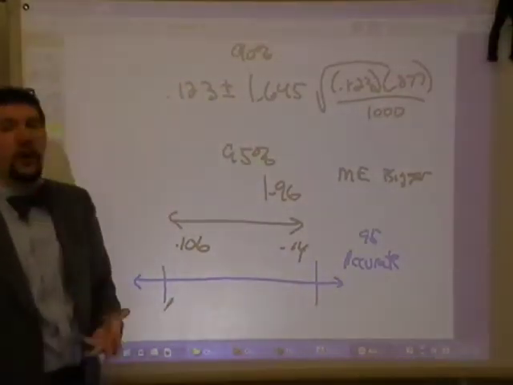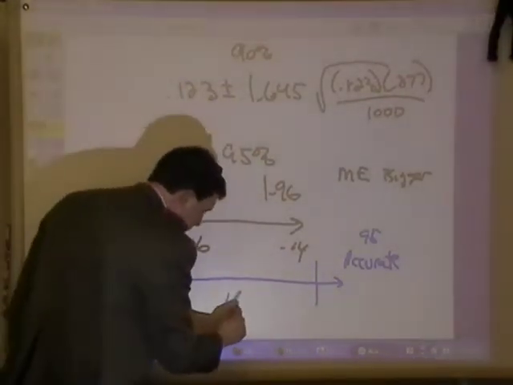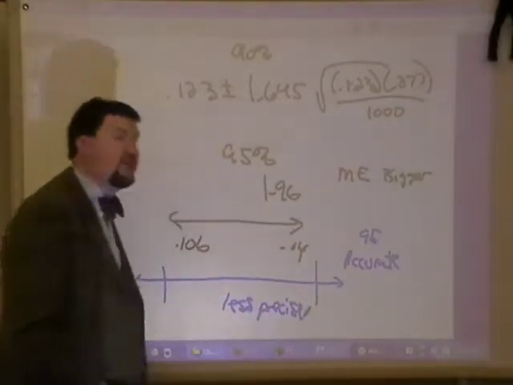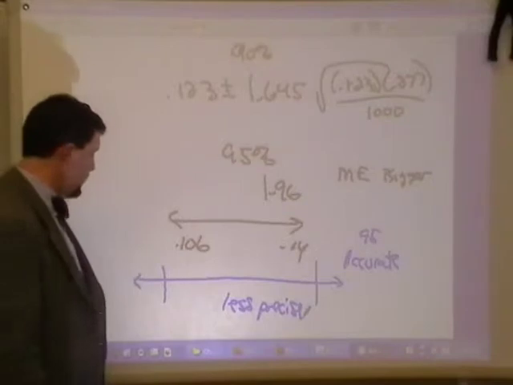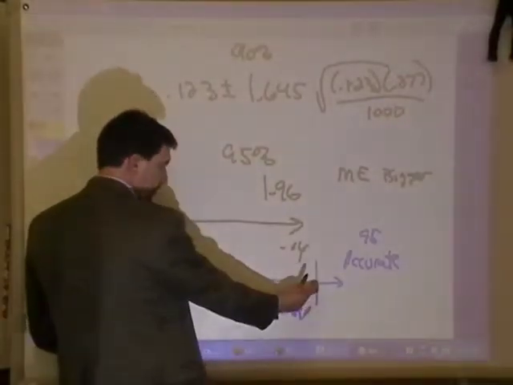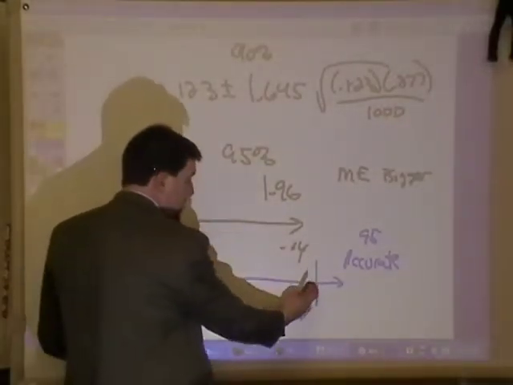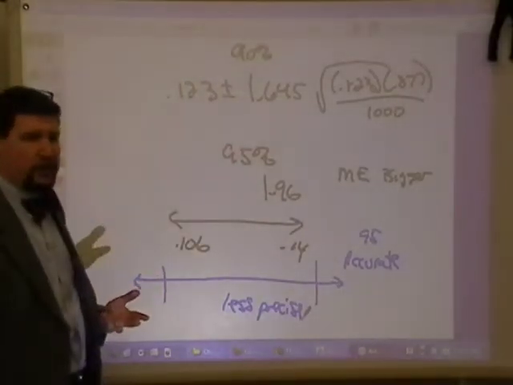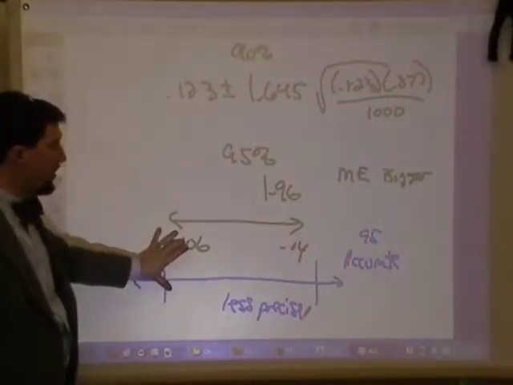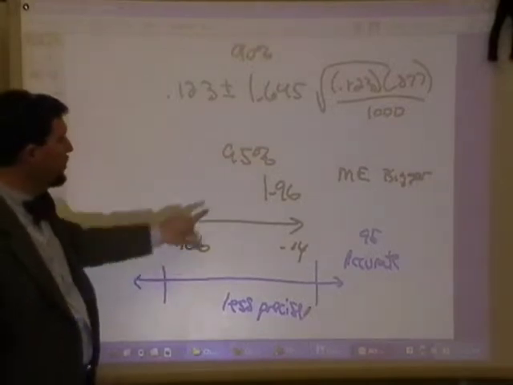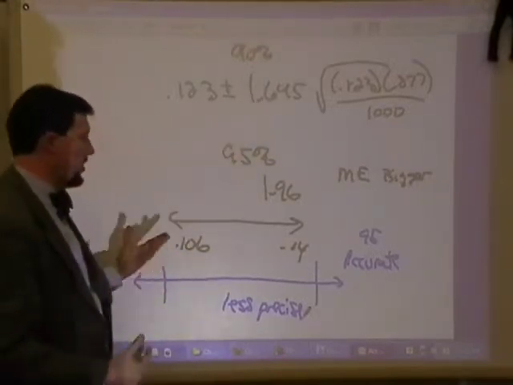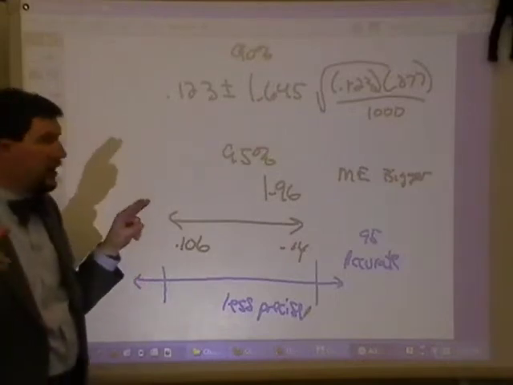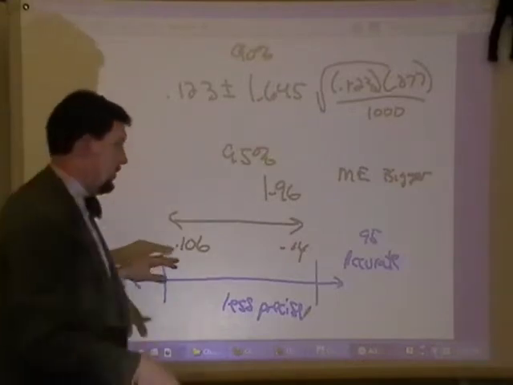But what that also means is that I am at that point less precise. Because now, instead of saying I'm pretty sure it's within this range, I'm saying I'm pretty sure it's within this range. So I'm less precise as to where it could be. And that's a trade-off that you have. If you increase the confidence, you increase the size of the range, so you're not as precise, but you're more confident that it's going to be there.